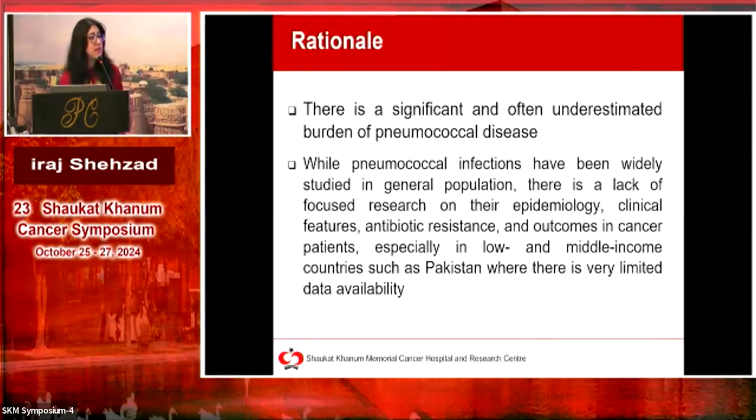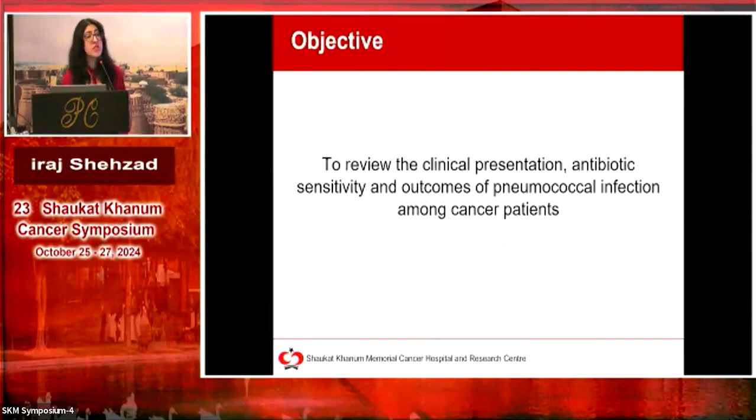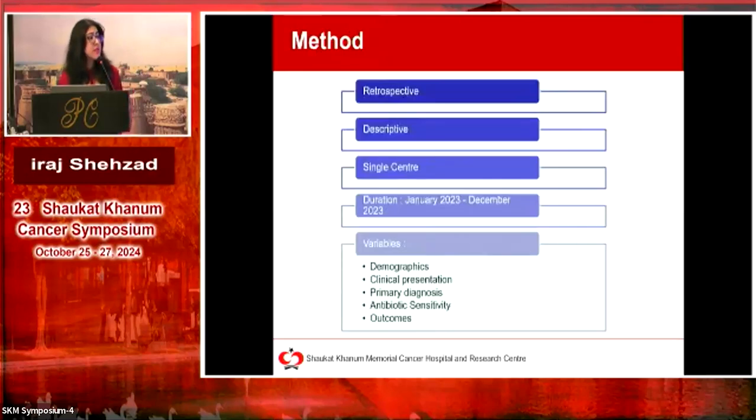So the reason we conducted this study was because Streptococcus pneumoniae has a significant but underestimated burden of disease. And as I showed earlier, while this disease has been studied in the general population, there is a lack of focused research on the epidemiology, clinical presentation, antibiotic sensitivity, and outcome in cancer patients, particularly in developing countries such as our own, where very limited data is available. So the objective of our study was to review the clinical presentation, antibiotic sensitivity, and outcome of patients with pneumococcal infections among cancer patients. We conducted a retrospective study.